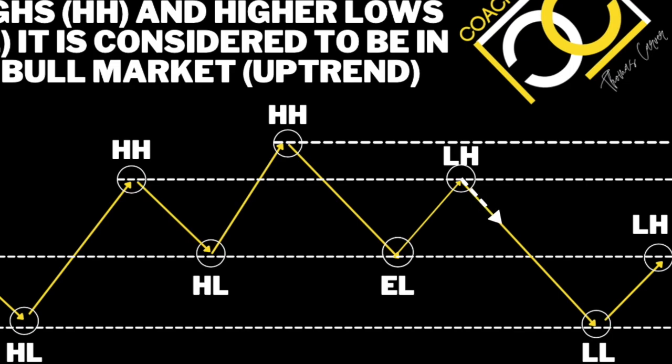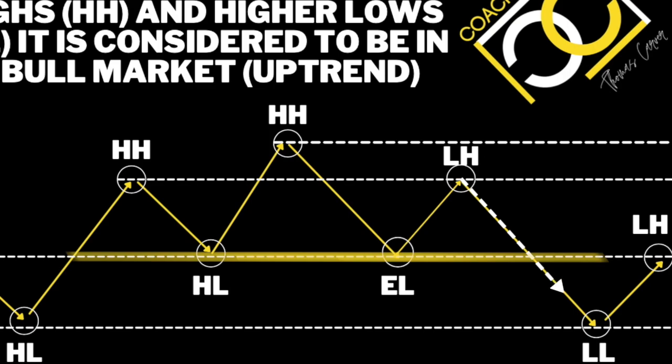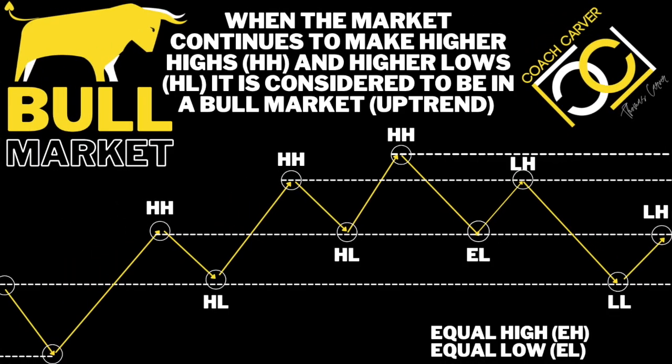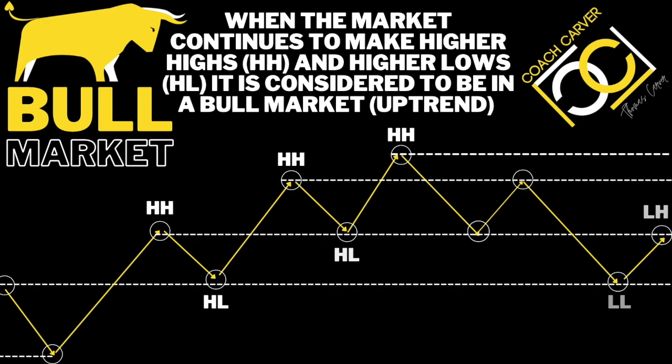It finds that resistance, it pushes down, it breaks past the neckline of our head and shoulders pattern here, coming down and in fact creating a lower low. From there, we see it push up, creates a lower high. Guys, I want to point out, right? When price is no longer creating higher highs and higher lows, it may be turning into a bear market. And what we're going to do is we're going to go ahead and show you an example of what that looks like today.